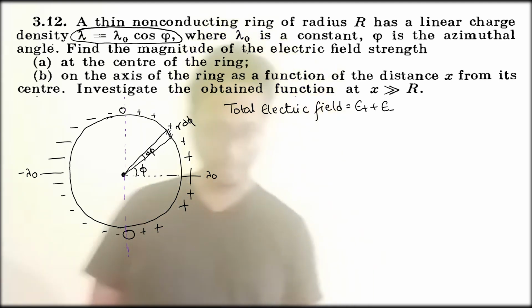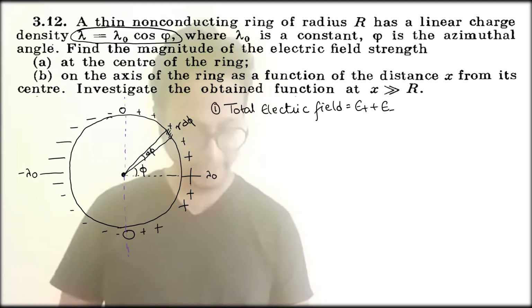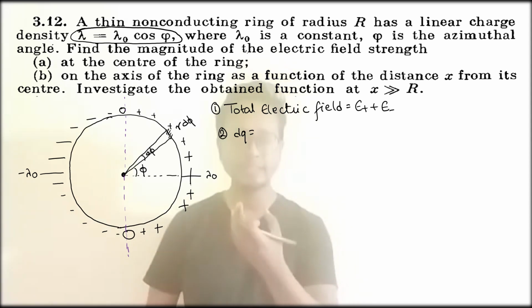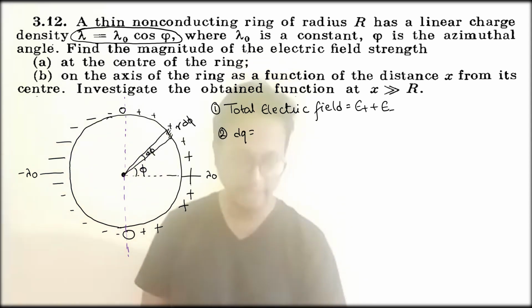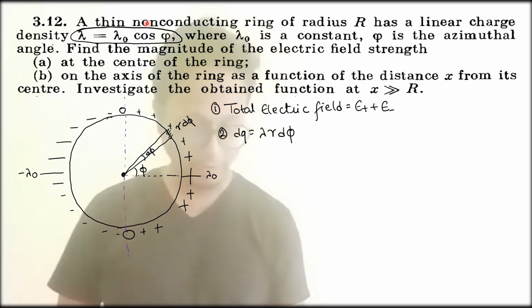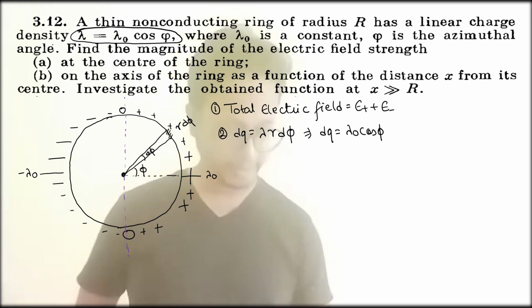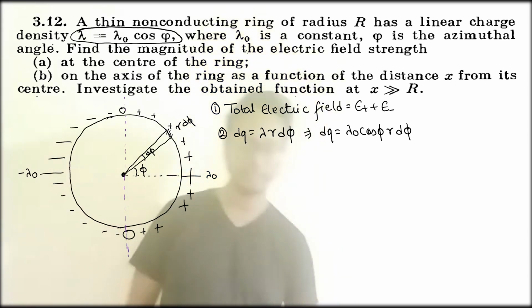Now what is the elemental charge out here, or dq? The elemental charge dq is nothing but linear charge density into length. So what is the linear charge density? Lambda into length, which is r d phi. The value of lambda is not constant. The value of lambda is given by this function. So dq would be given by lambda naught cos phi, which is the value of linear charge density, into r d phi. So you got the value of dq.